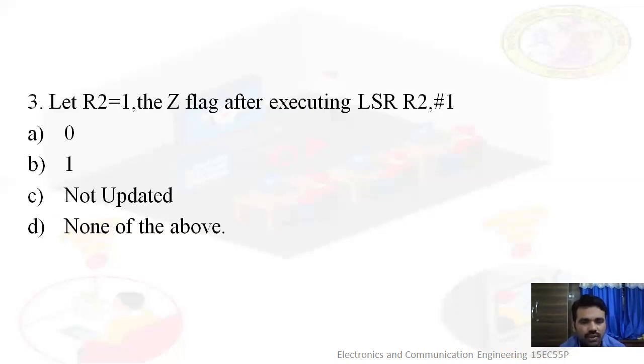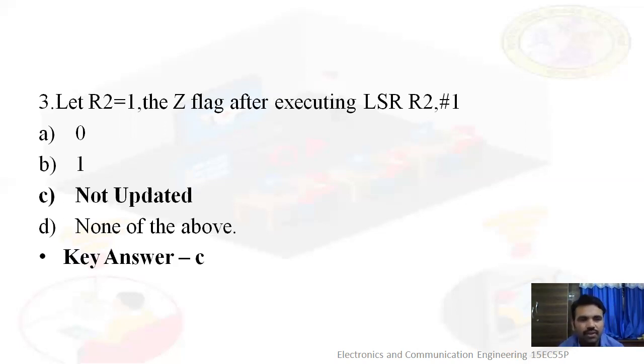Let R2 be equal to 1. The zero flag after executing LSR R2, #1. See, carefully observe the LSR instruction. What have we used? We have not used the S suffix over there. So the zero flag will not be updated. That is, the answer is C.